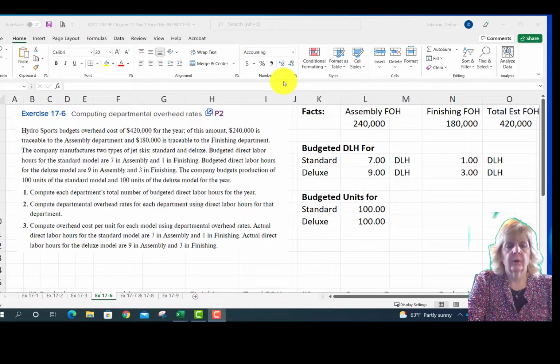We'll start off with one of the easier multi-departmental rate problems. The reason I call this easier is because both of them are using the same bases. So this will give us some practice by computing multiple rates, but everything will still be computed based on direct labor hours.